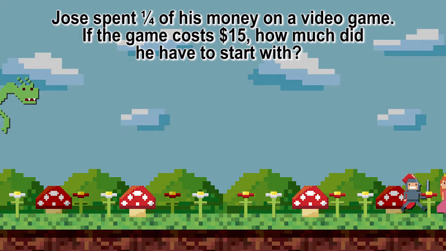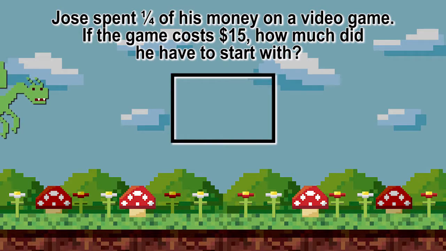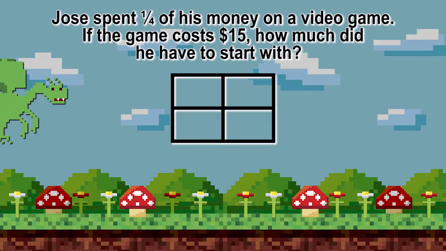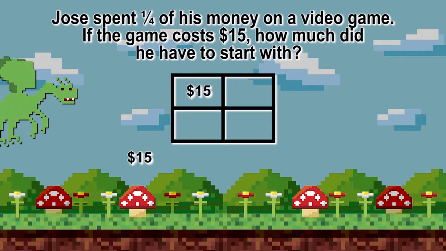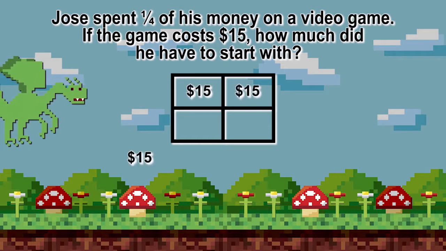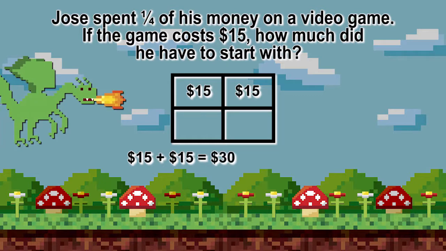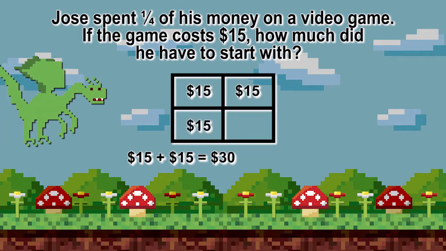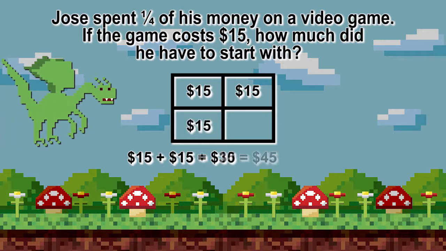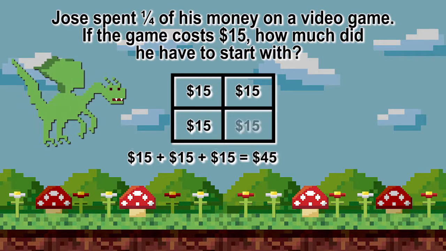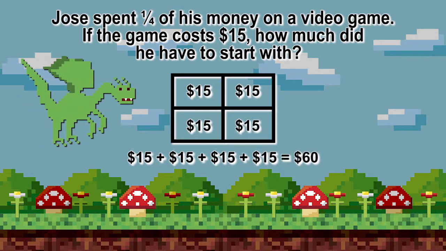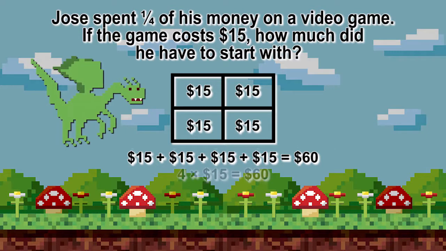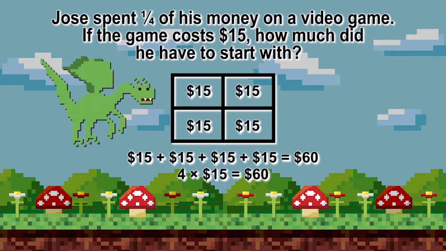They might use a picture. If we draw a rectangle to represent the whole amount and divide it into fourths, then 1/4 is $15, another 1/4 is 2/4, and that's another $15. Another 1/4 would be 3/4, and that's another $15, and the last fourth would be another $15. $15 times 4 equals $60.